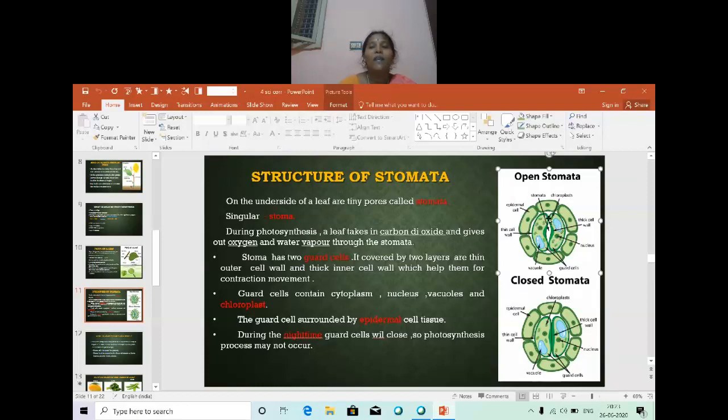This water vapor is collected in the atmosphere, in the clouds. After the clouds cool, it starts to make rain. This process happens during photosynthesis. Are you clear, children?